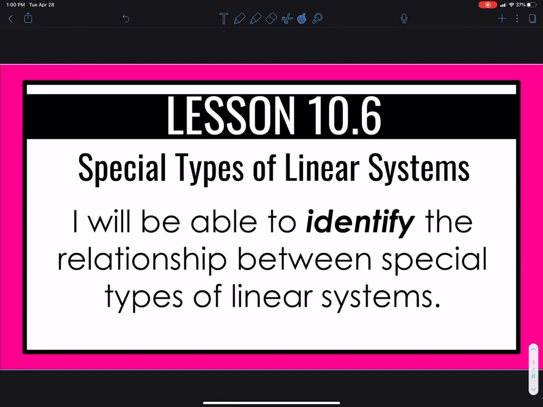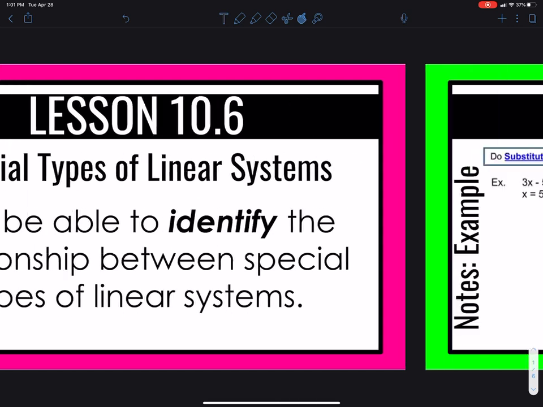Hey there, in lesson 10.6, we're going to talk about special types of linear systems. Your objective is: I will be able to identify the relationship between special types of linear systems. Remember, when you are identifying the relationship between special types or any type of linear systems, you are trying to figure out where those two linear equations intersect.